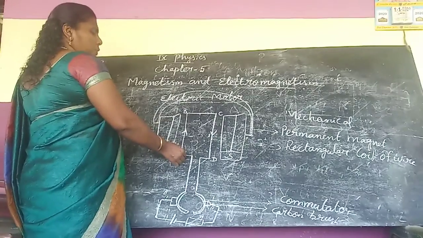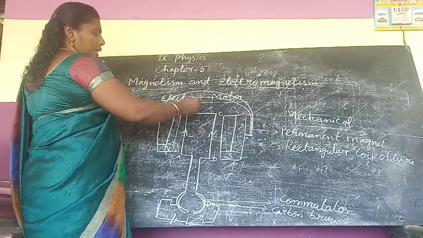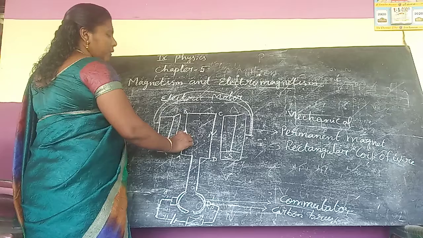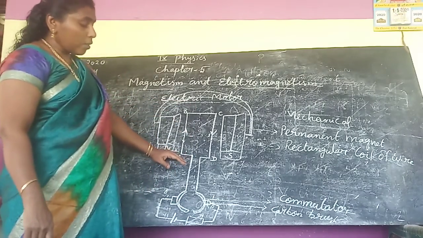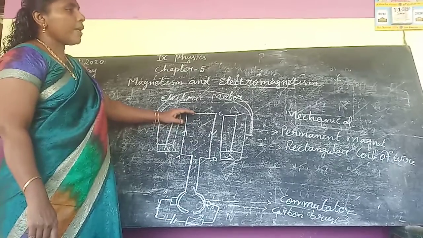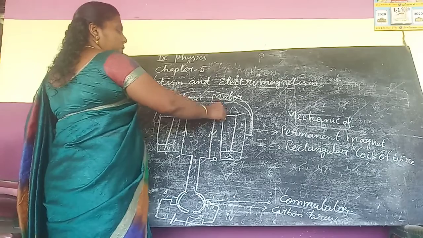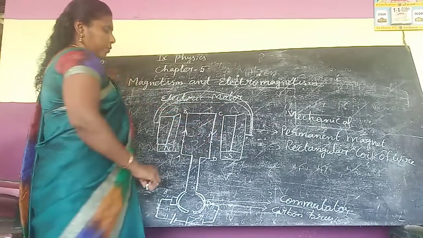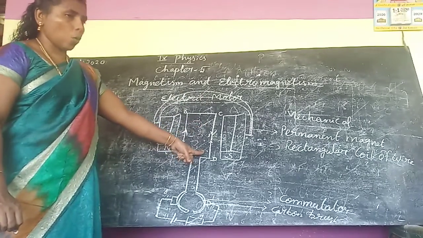Now the current flows through A towards B. When the current flows from A towards B, the force on the conductor will act in the opposite direction, downward. The force acts downward when the current flows upward. Here the current flows downward, so the force on the conductor will act upward. Because of the force on the conductor only, the coil will rotate.